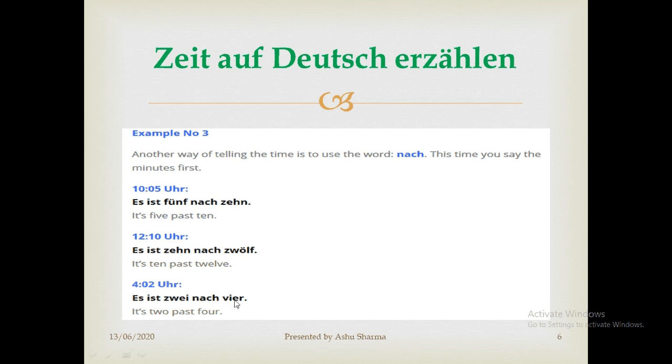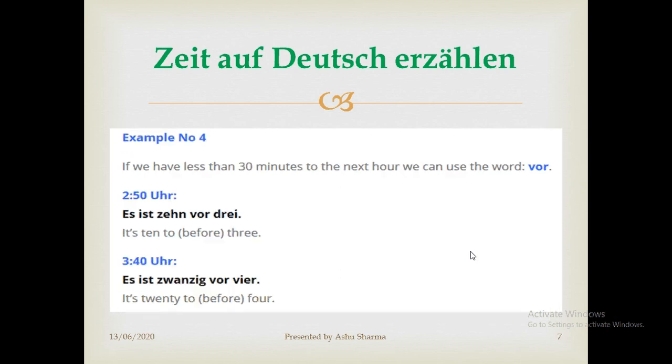In the previous slide, you saw that "uhr" comes between the hours and the minutes. So first we take hours and then we take minutes, but here when we use "nach", first we take minutes and then we take hours. This is the rule we have to remember, how differently we tell the time to someone, or when we watch or write the time anywhere. This is very important.